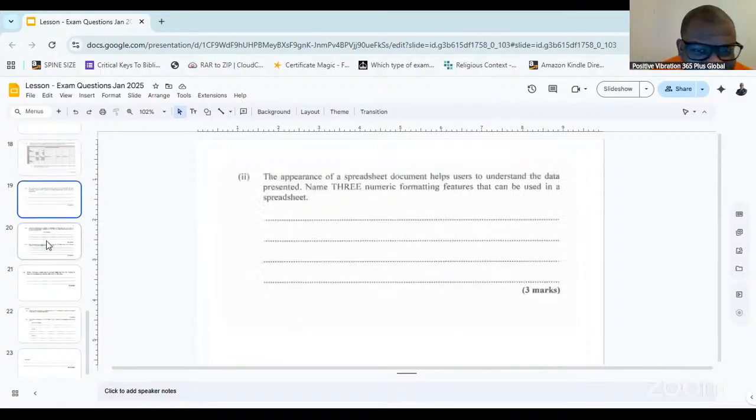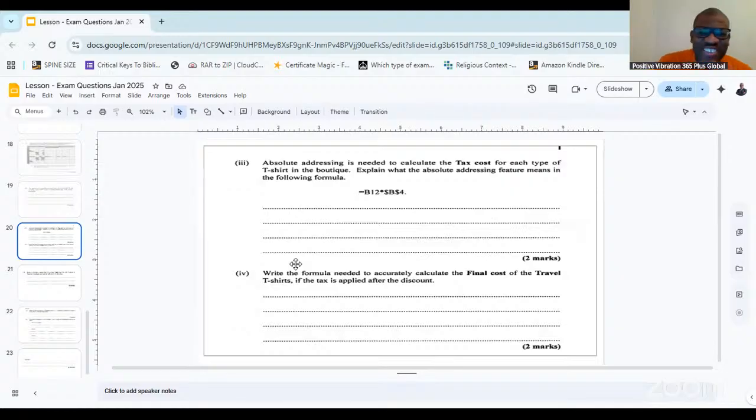Oh God. Let's go. Smooth. All right. So now they have an absolute one. The absolute addressing is needed to calculate the tax cost for each type of t-shirt in the boutique. Explain what the absolute addressing means. What does the absolute addressing mean? This.